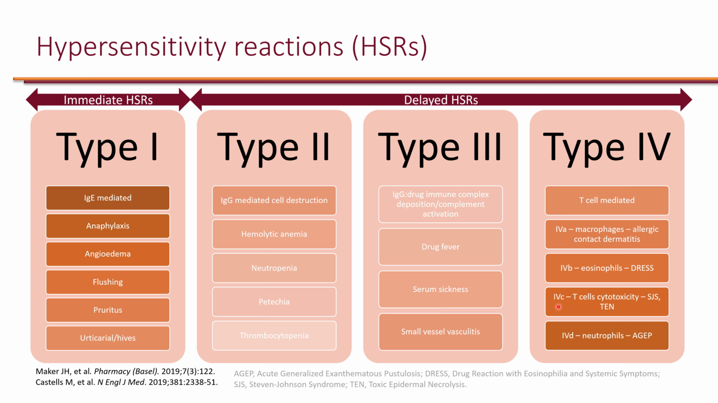Type 4C is T-cell cytotoxicity, so these are extremely severe, such as Stevens-Johnson syndrome as well as toxic epidermal necrolysis. And there is type 4D, which involves neutrophils, and this could be acute generalized exanthematous pustulosis.